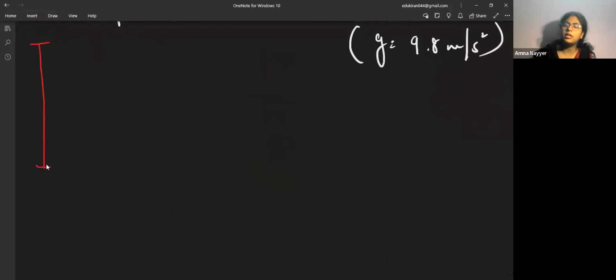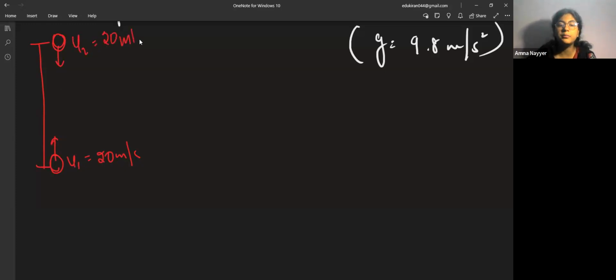This is a tower, let's say. From here, one ball is being thrown upwards, which is A, so the initial velocity is 20 meters per second. One ball is being thrown downwards, with the same initial velocity of 20 meters per second.